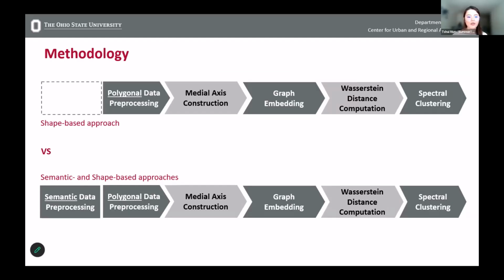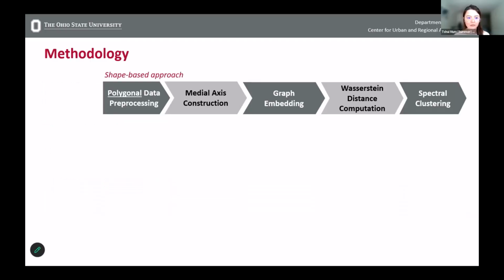The first one is just to look at the shape itself. That means it's the exterior walls of each building footprint. And then we will compare this against our second approach, where we try to integrate semantic attributes as well as look at the shapes.